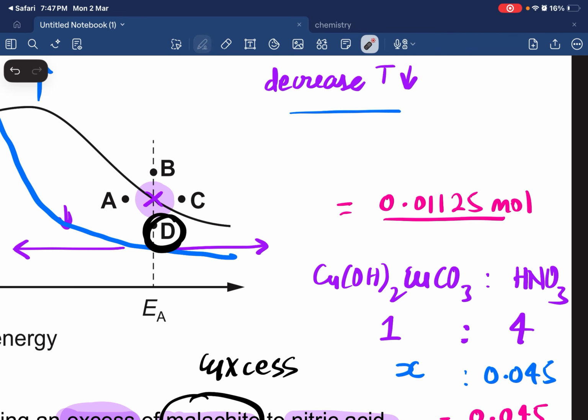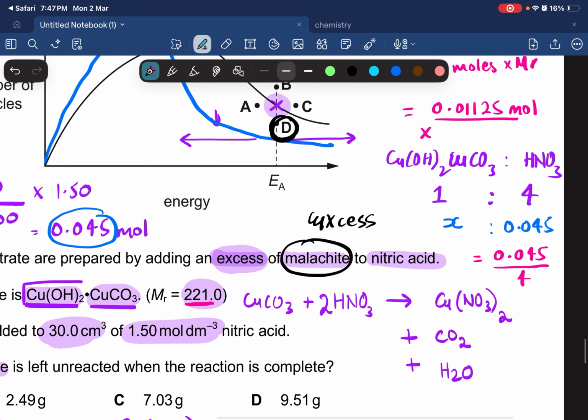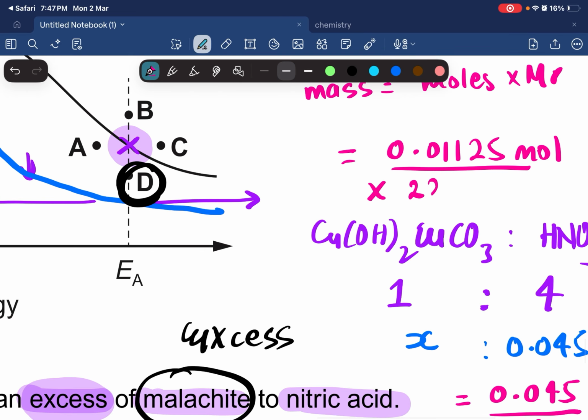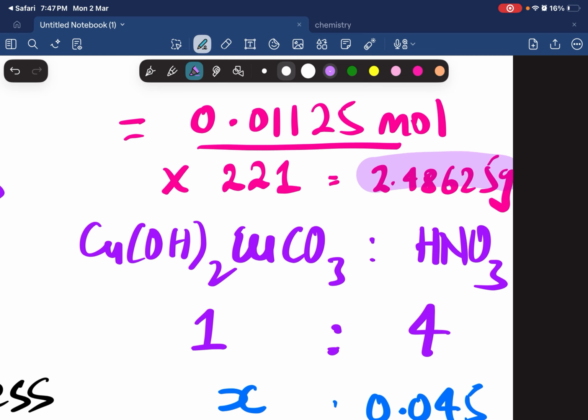What's the formula for mass? I guess that's very clear, that mass equals moles times Mr. These are the moles. We're going to multiply them with the Mr. They've given us the Mr, which is 221. Multiplied by 221. What kind of mass do we get? We get 2.48625 grams. So basically these are the reacted grams.